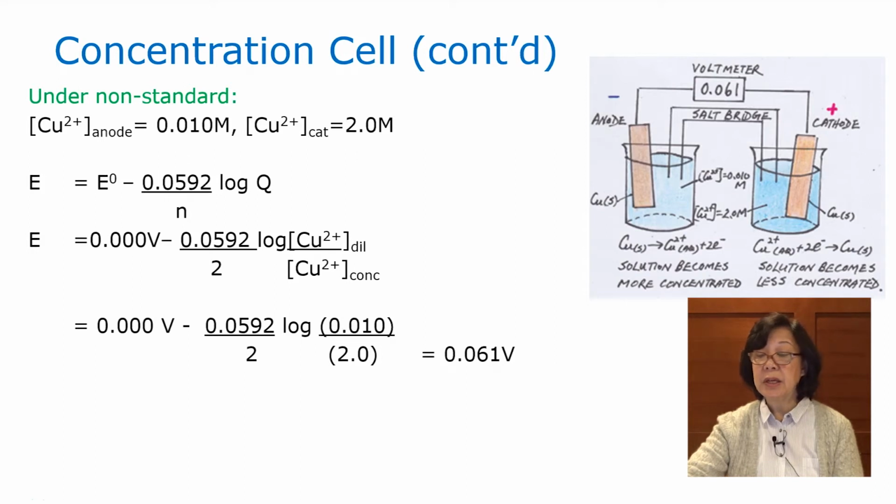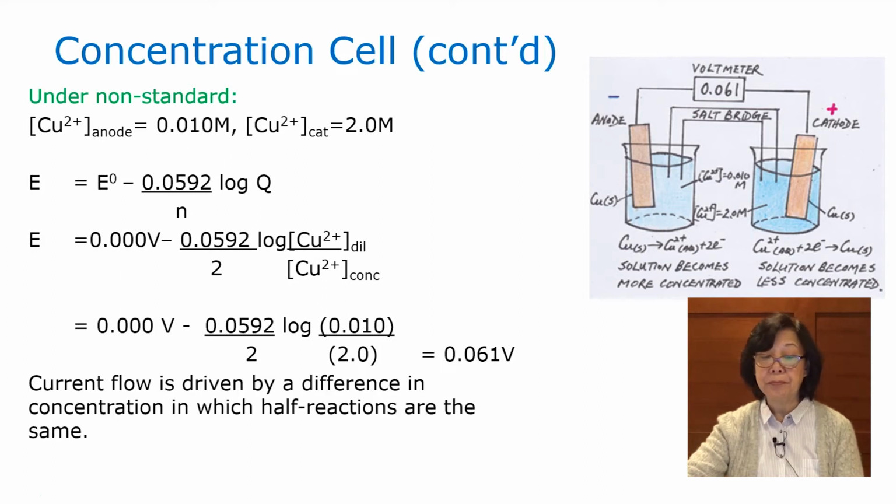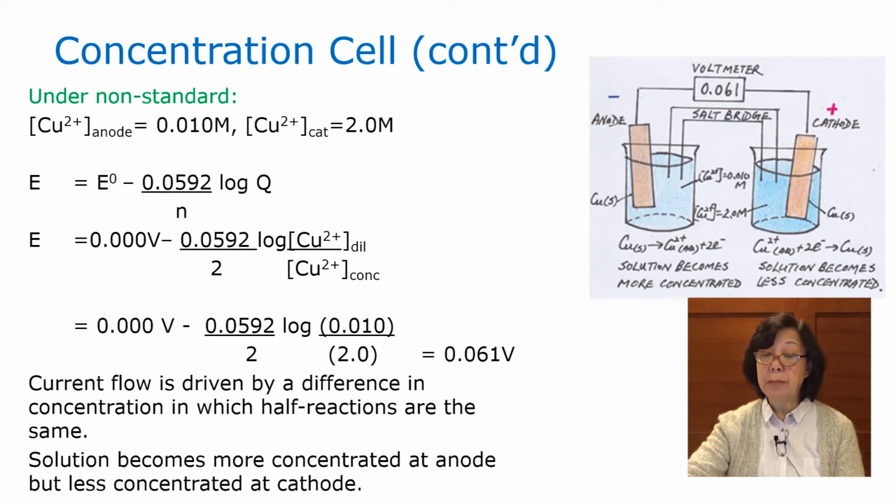And this is the setup in which you have 2 half cells, copper electrode in both anode and cathode. At the anode, it is the dilute concentration, which is 0.01 molar. And at the cathode, we have the more concentrated solution of 2 molar. So the current flow is driven by the difference in the concentration in which the half reactions are the same, and solutions become more concentrated at the anode, but less concentrated at the cathode.